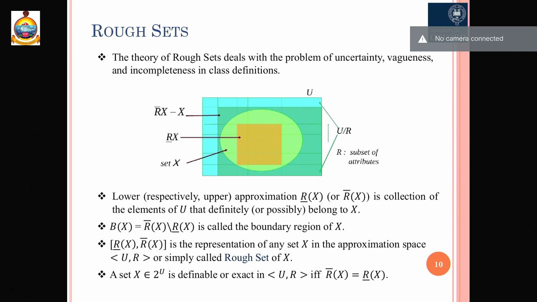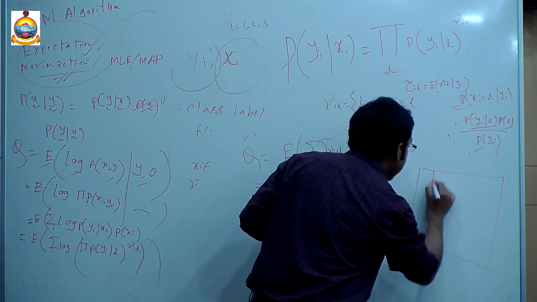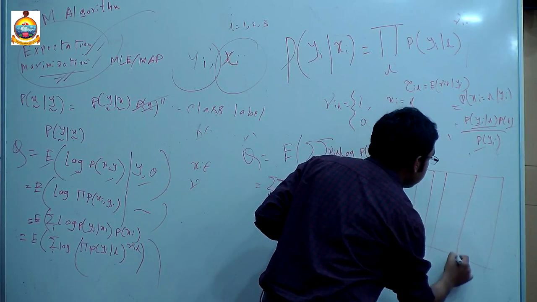I can show it from the picture here. A rough set means you want to represent a set in an imperfect world. The board will be better. Assume this is your universe. This is actually your universe.